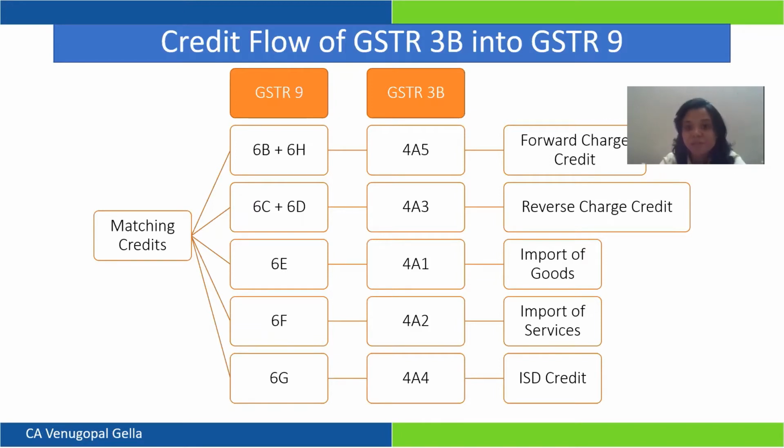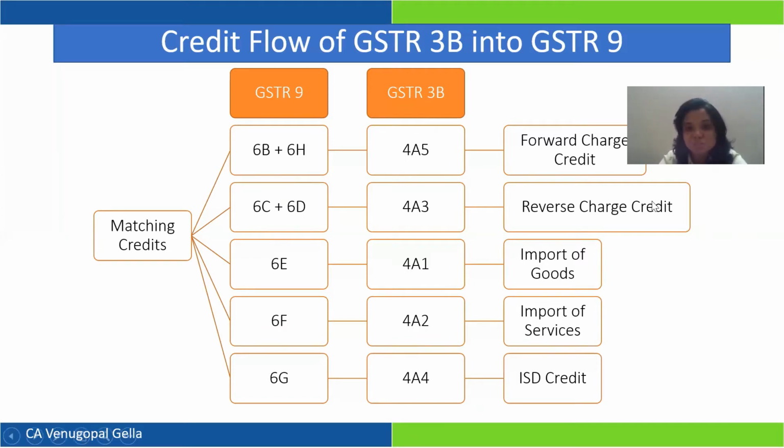So what all are the things that come in 4A? 4A can be totally divided into forward charge. That is, all the credits that are appearing in 3B can be divided into forward charge, reverse charge credit, import of goods, import of services, and input service distributor credit. That is ISD credit, right? So the forward charge credits of GSTR 3B that is appearing in 4A5 should ideally be reported in table 6B and 6H.